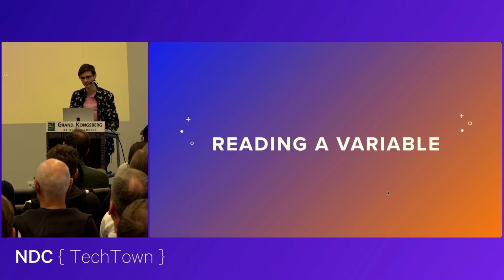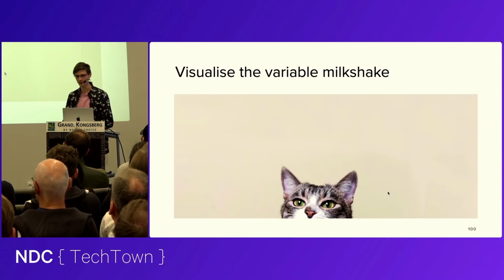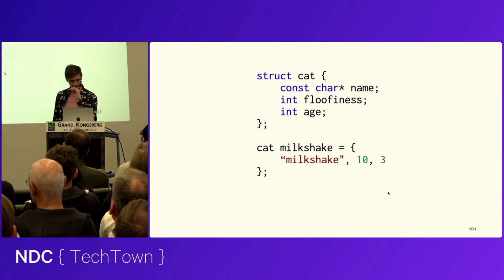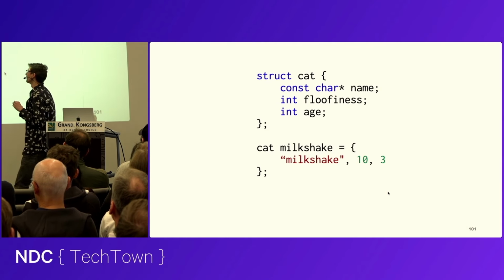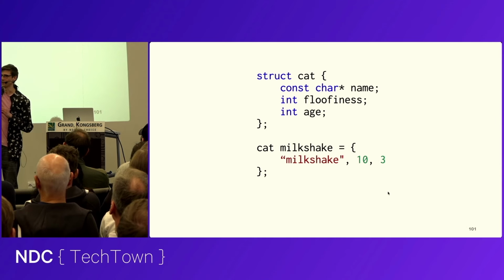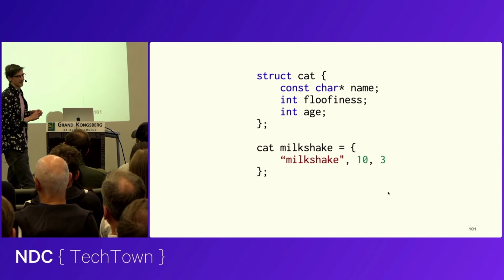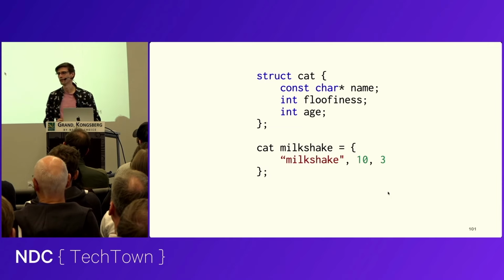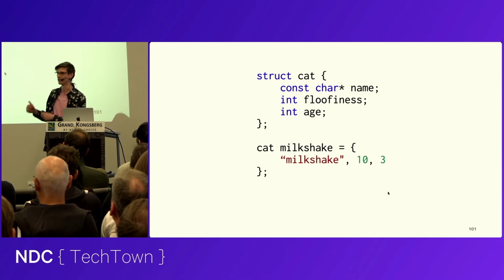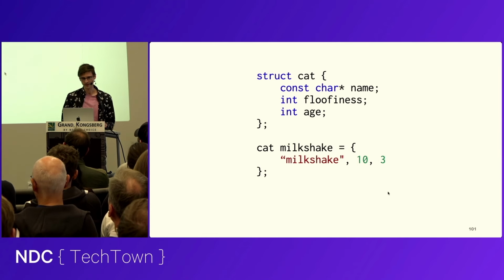Cool. Reading a variable. I want to visualize the variable milkshake, the cat. I might have a cat type, which has a name, a floopiness and an age. And I might have my cat, milkshake, with the name milkshake, a floopiness of 10 and an age of 3.